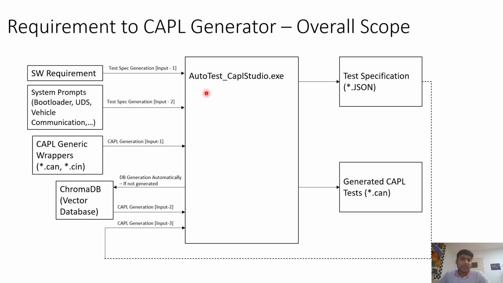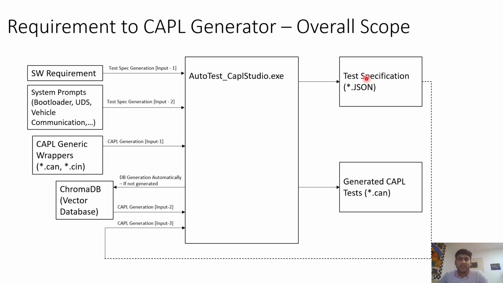So, this architecture for the AutoTest CAPL Studio tool has been split into two functionalities. First, to generate the test specification from the software requirement, followed by the CAPL test code generation using the test specification. To generate the test specification, we would require the software requirements, and we have also written the system prompts. The system prompts will be helpful to generate the test specification.